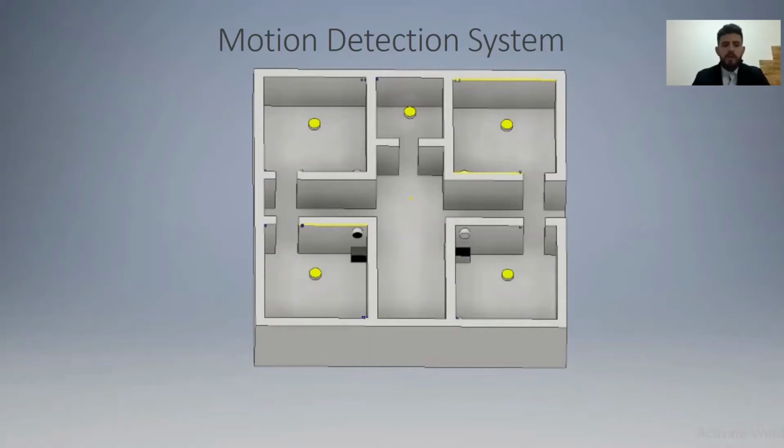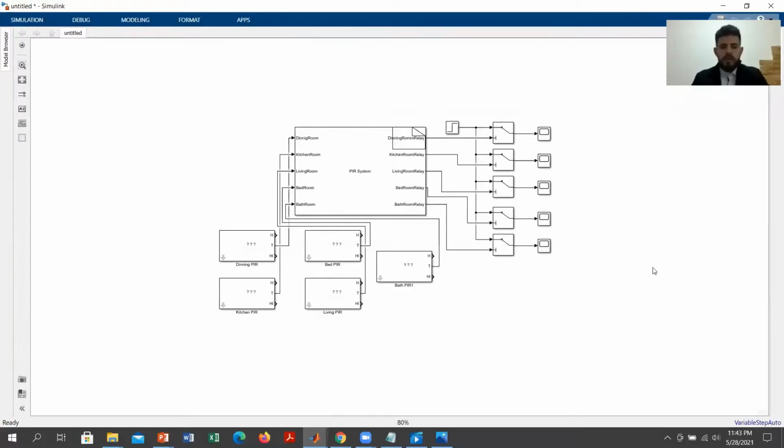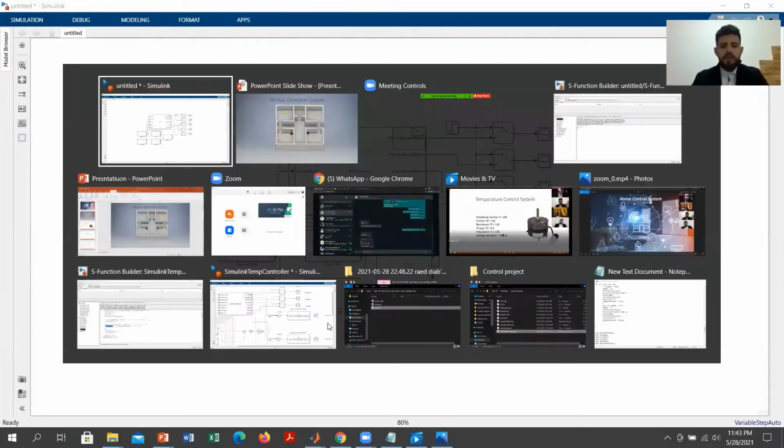We have designed a home which consists of 5 rooms: dining room, kitchen room, living room, bedroom, and bathroom. We installed in each of these rooms 2 PIR sensors that will cover all the room, and 2 temperature sensors, one for the room temperature and the other one for disturbances above the door. My topic is about the motion detection system. We are showing you here the block diagram for the motion detection system.